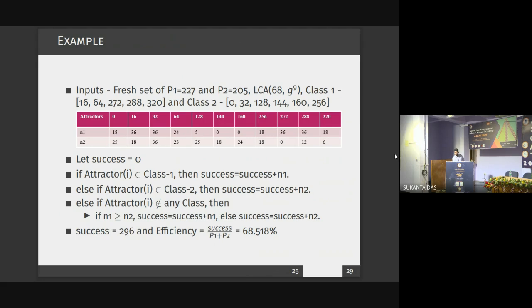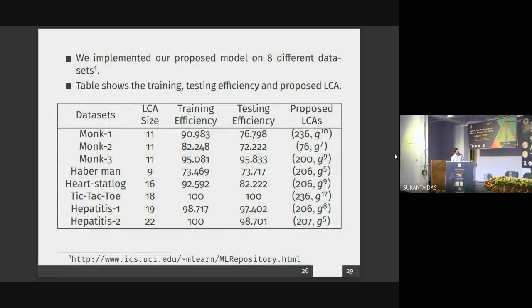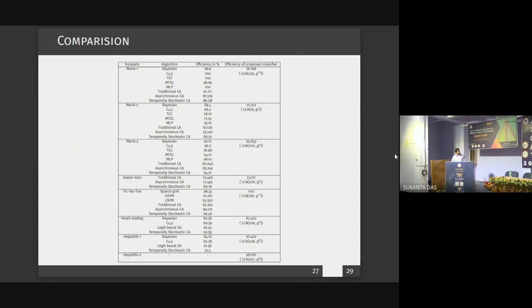So in a similar way, I will be adding the success value, and the efficiency turns out to be 68%. So we have implemented our proposed model on 8 different data sets, and this table describes all the different data sets, their LCA sizes, efficiencies, and the proposed. And this is a comparison with some other classifiers, and in some of the data sets like Monk3, Tic-Tac-Toe, Hepatitis 1, Hepatitis 2, the proposed LCA has been proved to be much more efficient as compared to its other counterparts.